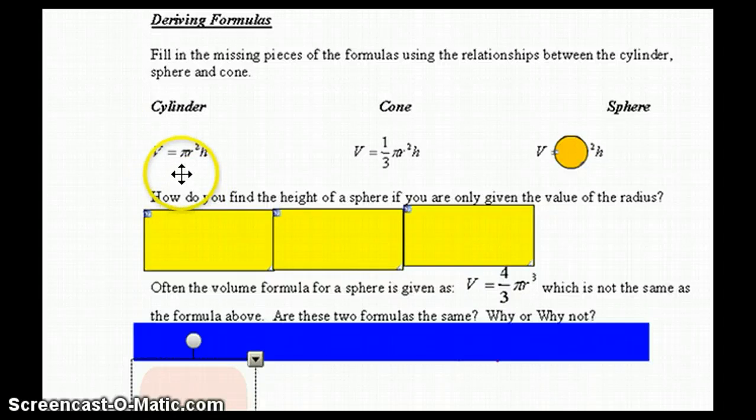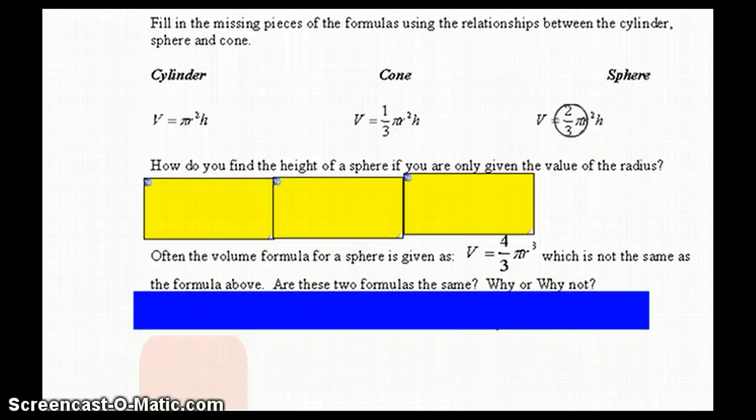If a cylinder is area of the base times the height, or pi r squared times the height, that means a cone would be 1/3 pi r squared times the height, because a cone is 1/3 as big as a cylinder. And also using the information from the previous page, we know that a sphere's volume is 2/3 pi r squared times height, because a sphere is 2/3 as big as a cylinder.